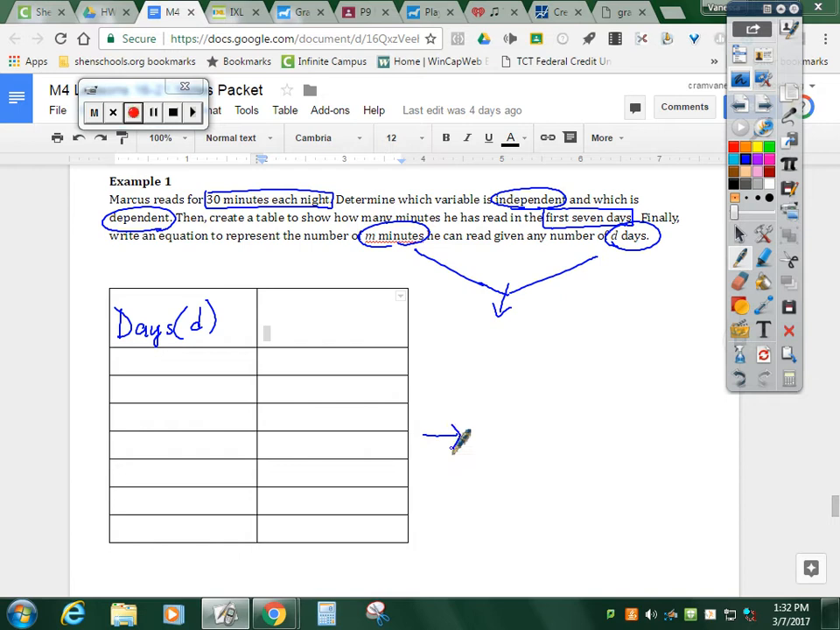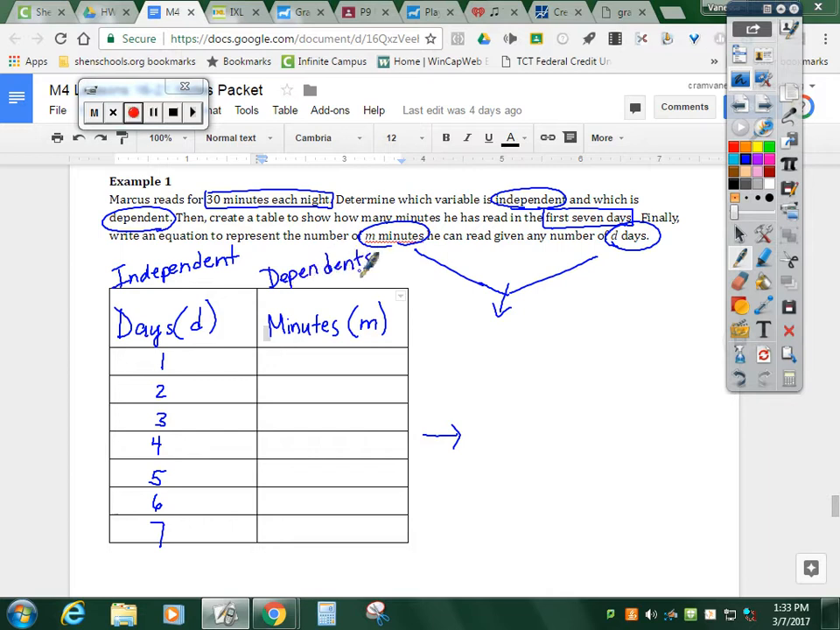Okay, because this one is independent, because it requires no mathematical calculations. It asks how much he reads in the first 7 days, and I just list 1 through 7 out. No thinking required, okay? The m minutes is what we call a dependent variable. It depends. The minutes he reads depends on the number of days that he read for.